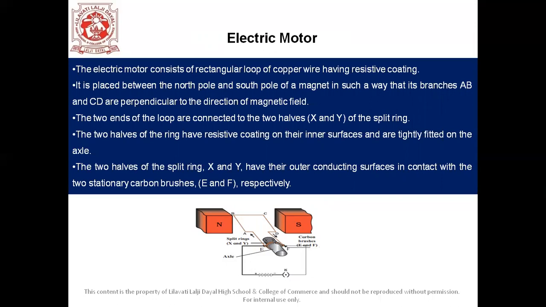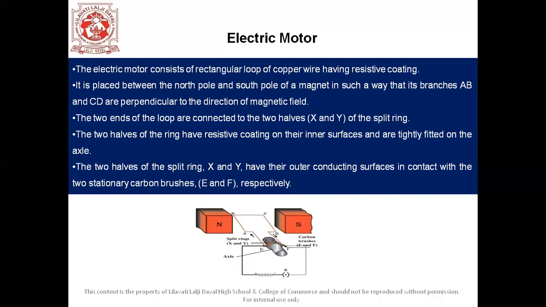So basically, students, let's see what is the working of an electric motor and what an electric motor is all about. The electric motor consists of a rectangular loop of copper wire having a resistive coating, as you can see in the diagram of the electric motor. It is placed between the north pole and the south pole of a magnet in such a way that its branches, AB and CD, are perpendicular to the direction of the magnetic field.